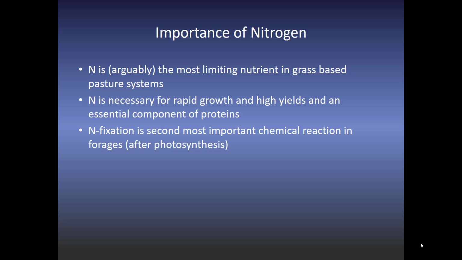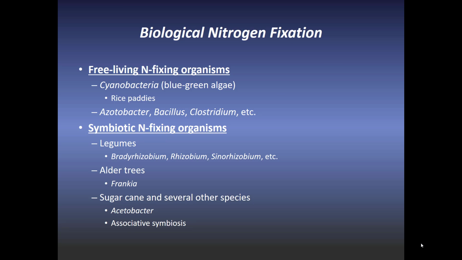Nitrogen fixation as a reaction is the second most important chemical reaction in nature and in forage crops, second, of course, to photosynthesis. Biological nitrogen fixation can happen in a number of ways. It can happen in free-living nitrogen-fixing organisms like cyanobacteria, but we're going to talk about the symbiotic nitrogen-fixing organisms, particularly those in legumes, for the rest of the section here.